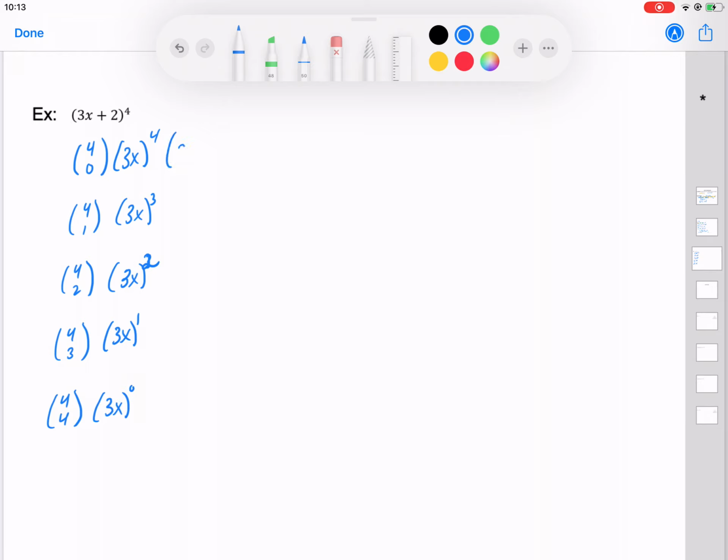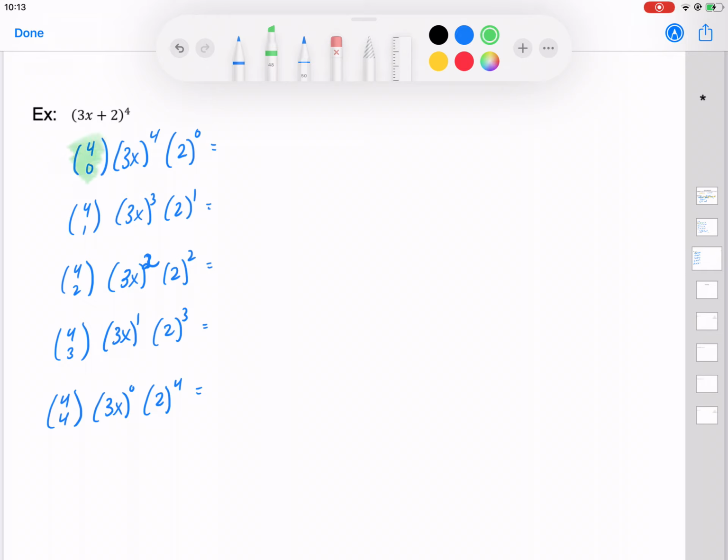And then our b is 2, so we'll do 2 to the 0, 2 to the 1st, 2 to the 2nd, then 2 to the 3rd, then 2 to the 4th. And then I'm going to go ahead and just simplify that all out.